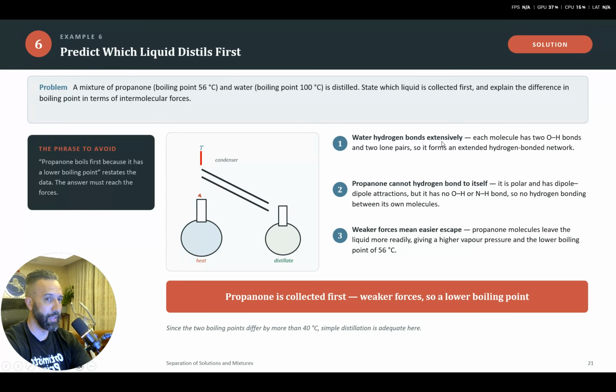So water, as I said, you should think of it this way. Everything in water is included in a hydrogen bond. Each molecule has two OH bonds and two lone pairs. So it's a very, very strong hydrogen bond network. Propanone cannot hydrogen bond to itself. It is polar, so it's dipole. It's mostly dipole bonds in propanone. So that's the difference here, and that's why water has a higher boiling point. Basically, that's how you need to connect it, as we said before.